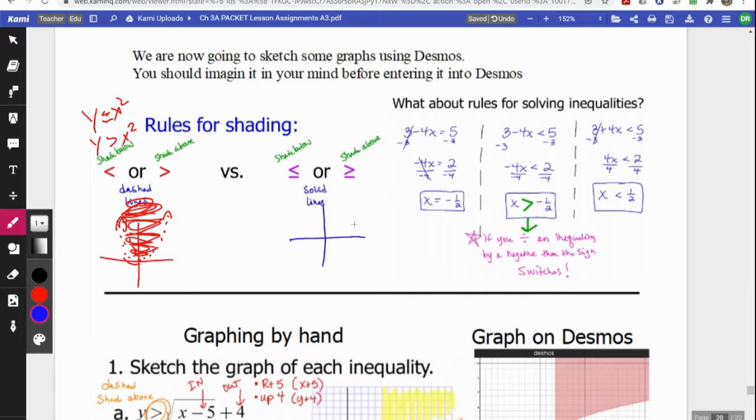Contrast that to if we had y is greater than or equal to x squared. So then that is a solid line because it's an or equal to. That means any point that I would test that happens to be right on this line that makes the curve, it would still make a true statement. So it is included in the set of ordered pairs that are solutions. And once again, since I have a greater than, y is greater than x squared, we would shade above the curve.